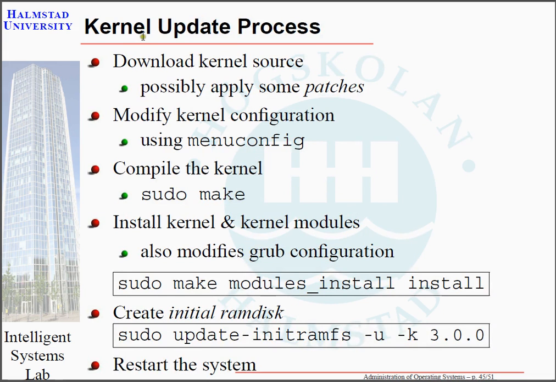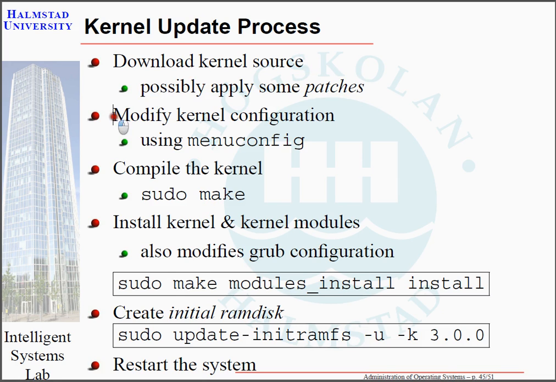Now, if you want to update kernel from source, you start by downloading the source and then maybe also apply some patches. So for example, if you have some device which is not by default supported by the official kernel, somebody might have created a modification that allows you to support this particular device. Those kind of modifications are typically called patches, and then you can apply them and then build your own kernel.